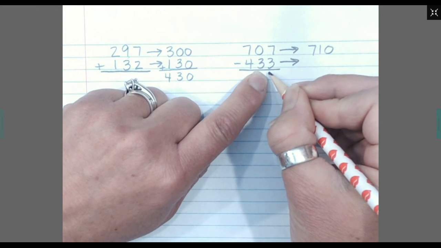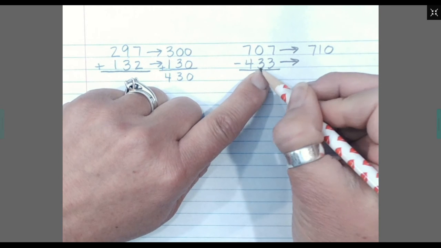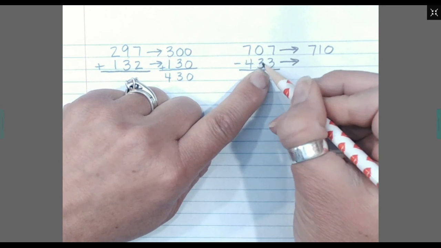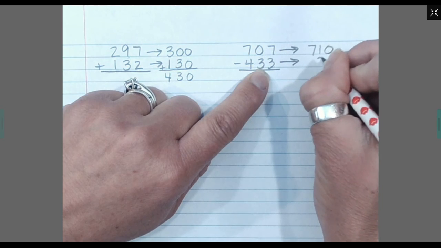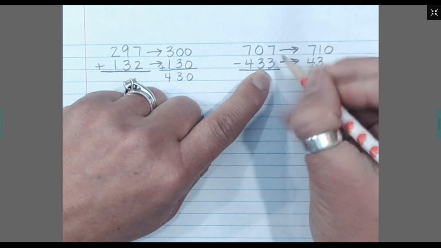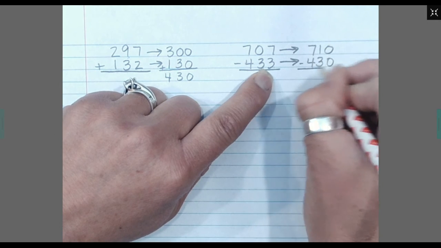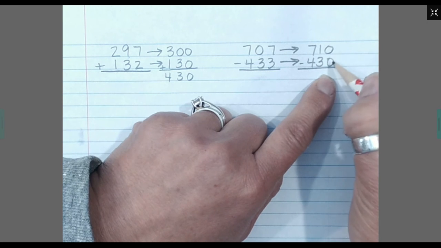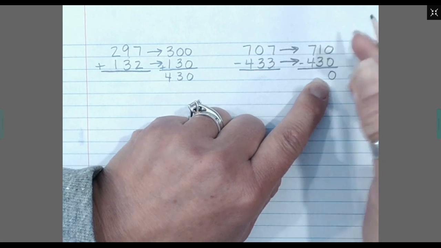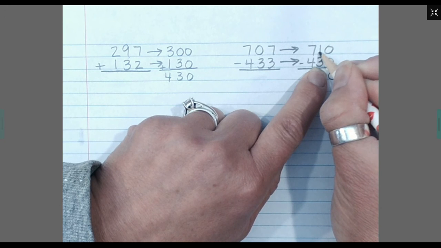433 rounded to the nearest, what should I do? Tens again, okay. 4 or less, let it rest. That 3 stays. My 4 in my hundreds place also stays. And my ones place becomes a 0. And now I'm going to subtract. 0 minus 0 is 0. I cannot take 3 away from 1. So what do I have to do?